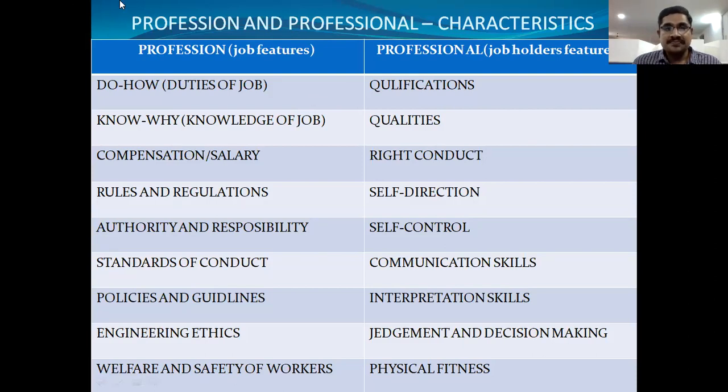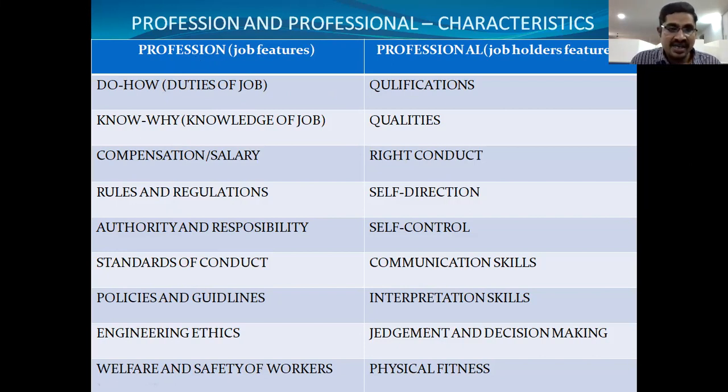So look here. Profession means job holders' features and job features. Profession means a job, as I already told you. Here we need to know about do how. The first feature of a profession is do how, meaning simply the duties of a particular job. The duties and responsibilities of a particular job are called do how. It is one of the characteristics of a profession.